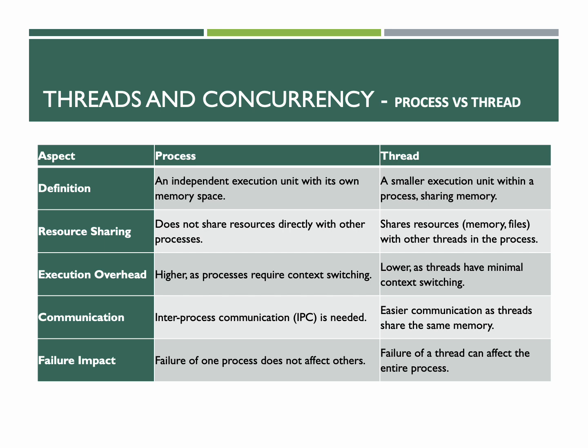Third is execution overhead. Processes require higher overhead because they involve context switching, which saves and restores the state of the process, whereas threads have lower overhead since they share memory and require minimal context switching. Fourth is communication. Processes require inter-process communication, IPC mechanisms like pipes or sockets, which can be slower, whereas for threads it's easier communication as threads within a process share the same memory.